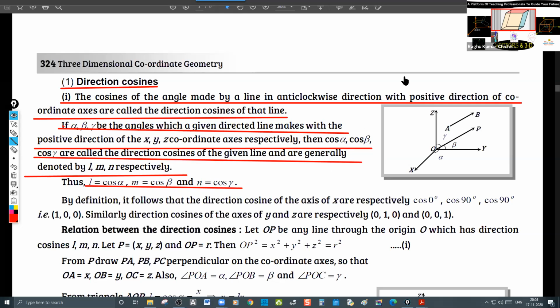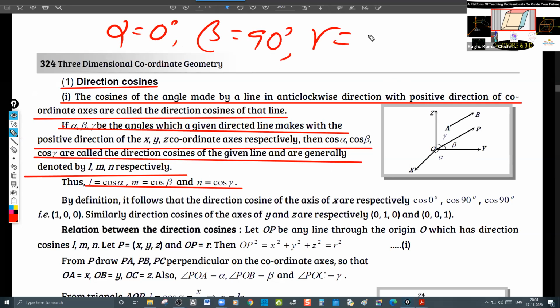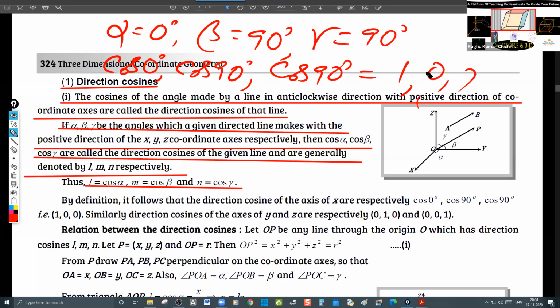So, what is it that you have to understand? If you want the DCs of the x-axis, very important, please. The DCs of the x-axis are simply understood like this: it makes 0 angle with itself and 90 degrees with the y-axis and also 90 degrees with the z-axis. Then what are the DCs of the x-axis? Cos 0, cos 90, cos 90, which is nothing but 1, 0, 0.